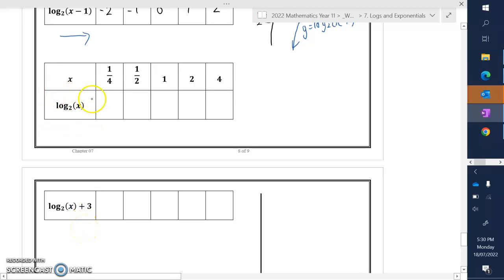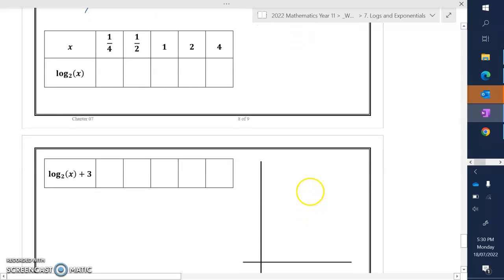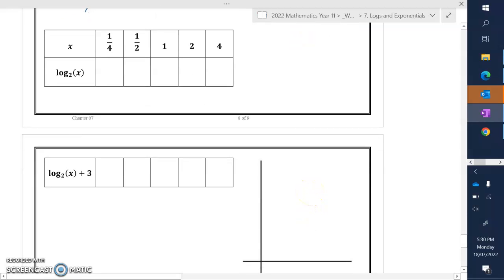So if we've got log of base 2 of x and we're adding 3 to it, it's going to translate that graph 3 units upwards in the y direction. So let's fill in the two sets of values here and have a look at plotting those graphs. We're going to do it with the box plots in this style, but we also need to know the gist of what's going to happen with those graphs as well. So let's pop these in.